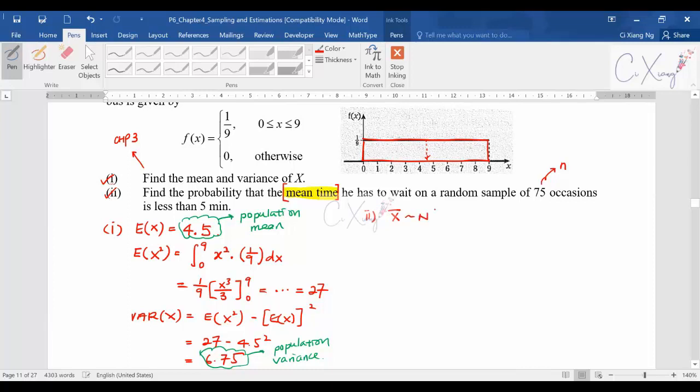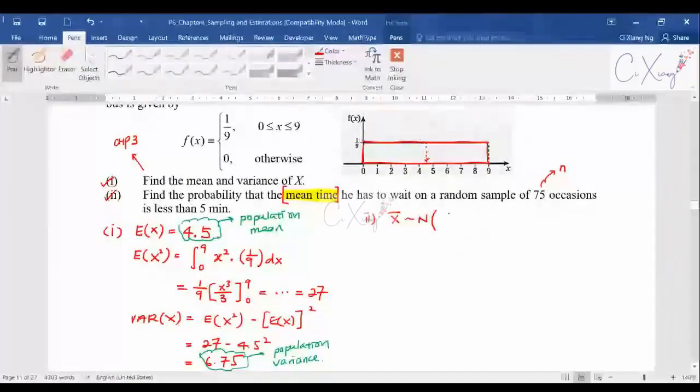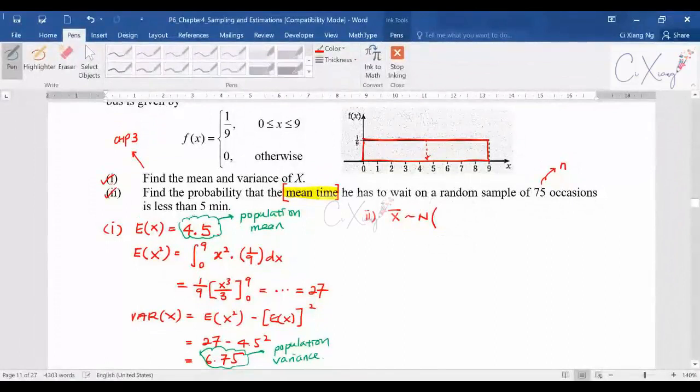So it is normally distributed. How do I know that it is normally distributed? Because if you look at the n, the sample size is large. So by the central limit theorem, the sample mean is normally distributed. Okay, so what is the value for the mean of the sample mean? So it is the same as the population mean, which is 4.5.